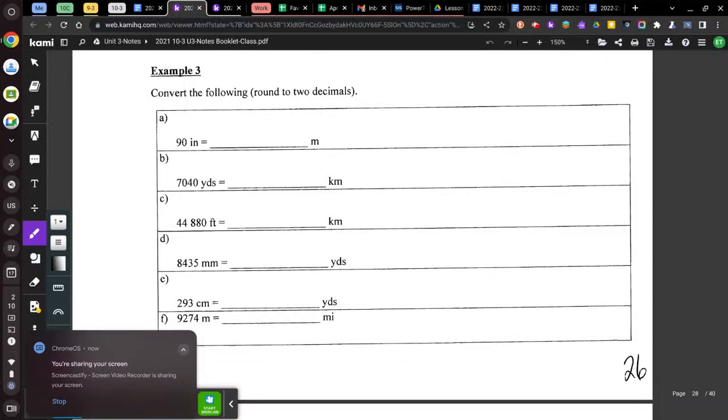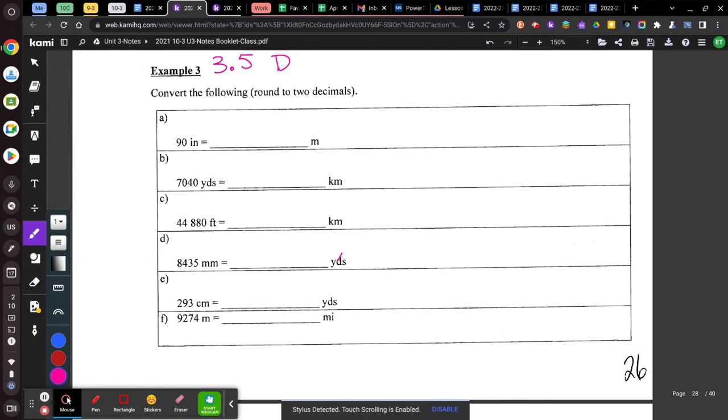Okay, this is part 2 of lesson 3.5. This is double conversions. So double conversions in the metric. So they want my answer, this is inches to meters. This is in between the units, inches to meters. So these are actually 2 steps. So double conversions, inch to meter.